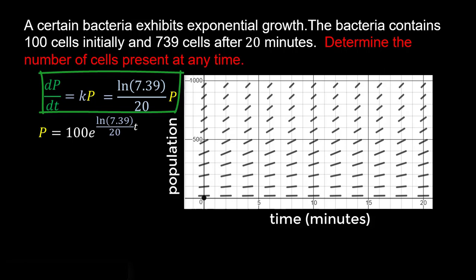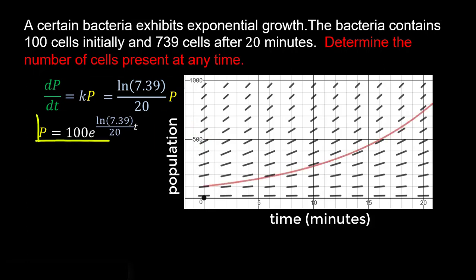So for any given P value, say our population is 500 up here, no matter what time it is, it's going to have that same slope. It's going to have that same dP/dt, because given a certain population size, that's going to determine how much reproduction resources are available, which is going to determine that growth rate. So we can go ahead and plug in our specific solution, and that is shown here in the red.